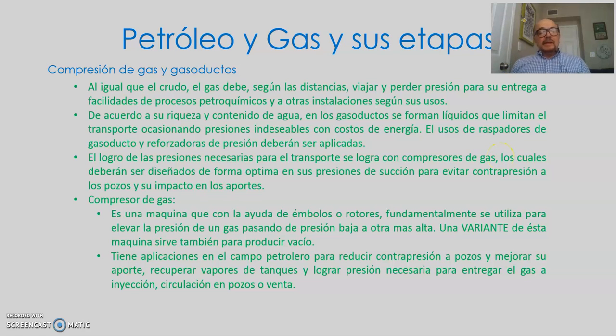So for that, the gas has to travel long distances. So we also need compressors and boosters along the way, so that we can get a good pressure at the delivery places. So we have two kinds of compressors: reciprocating compressors and centrifuge compressors.